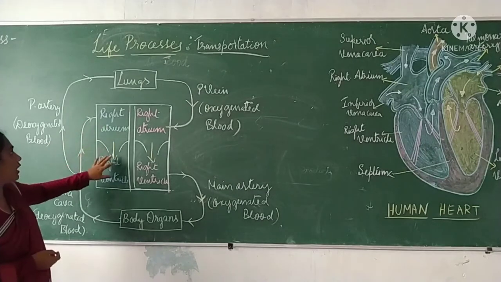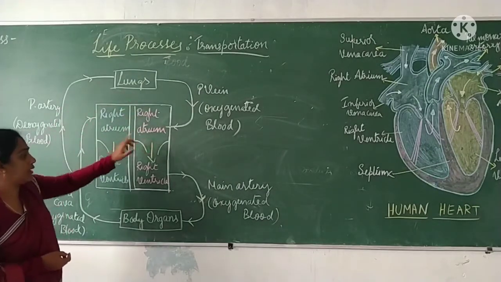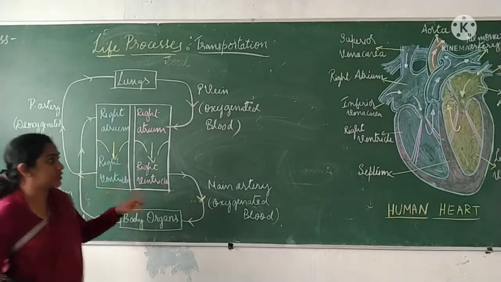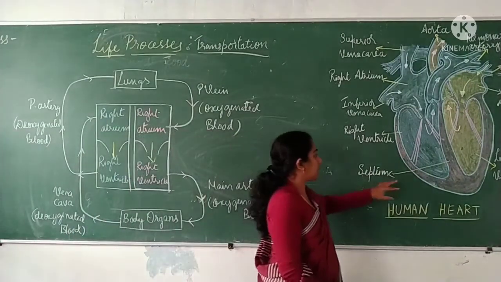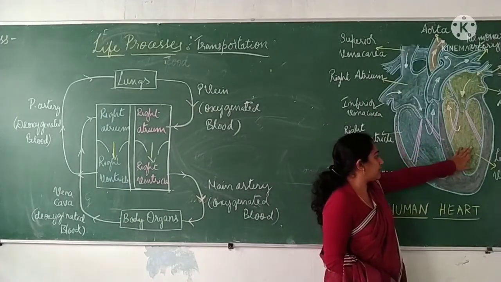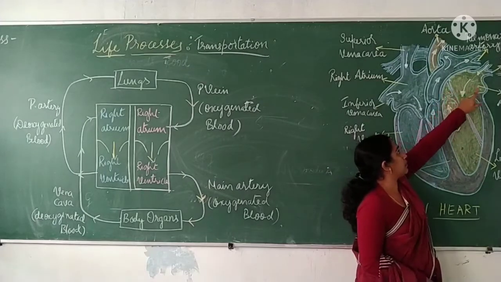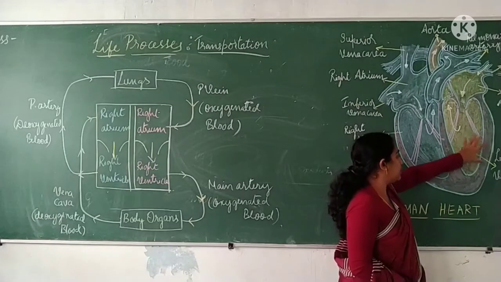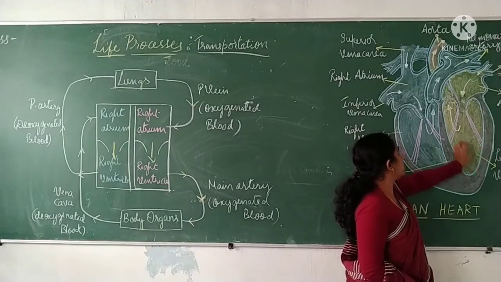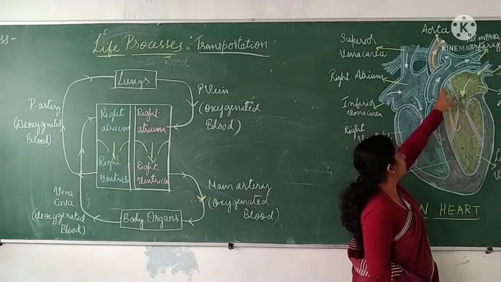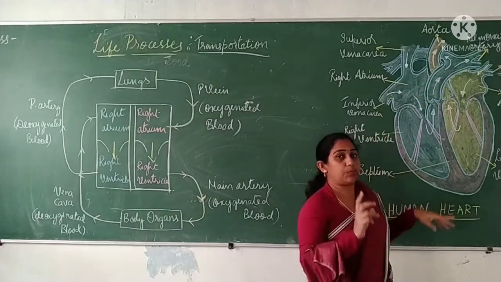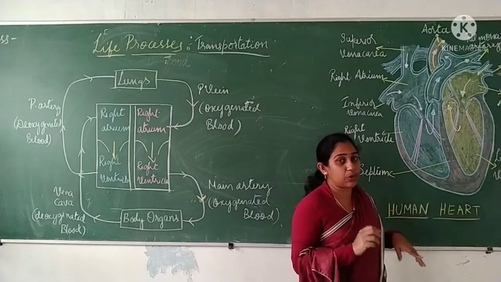Pulmonary is from heart to lungs back to the heart. Systemic is from heart to body parts back to the heart. If I show the same in the diagram here, the blood from the left ventricle is oxygenated blood. From the pulmonary vein the oxygenated blood reaches the heart, entering the left ventricle. From this heart the blood is pushed by contraction into the aorta, and from the aorta it reaches all the body parts by the branches of the aorta called arteries.